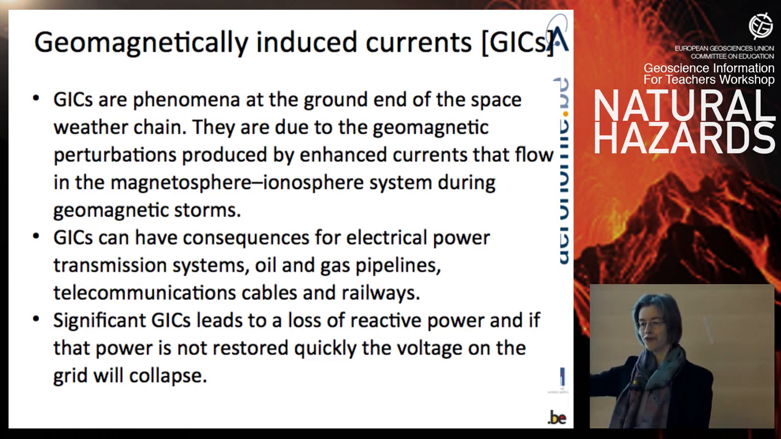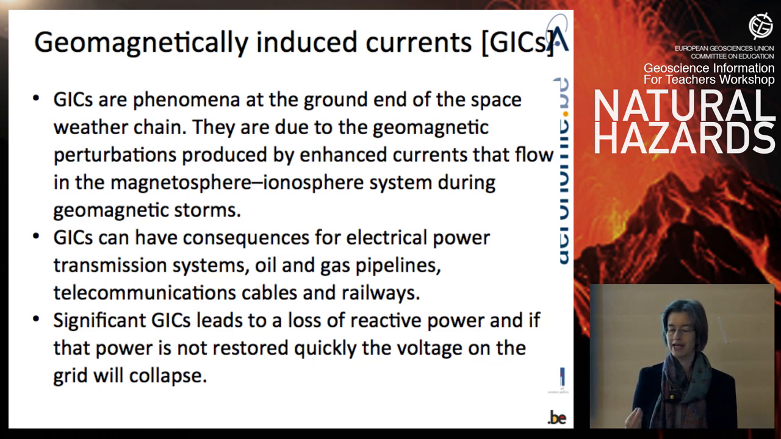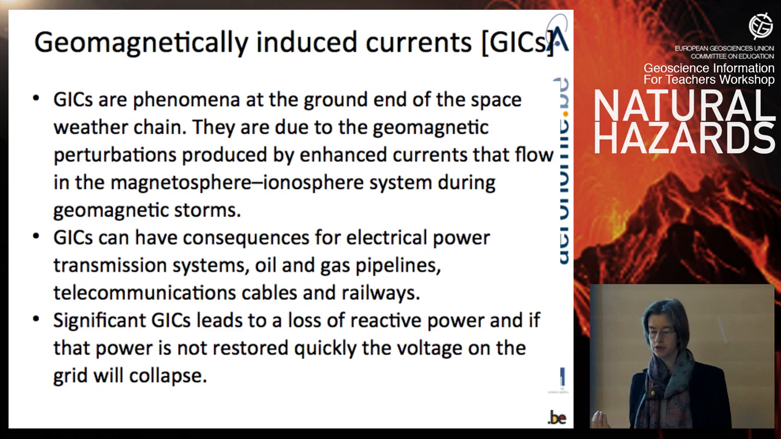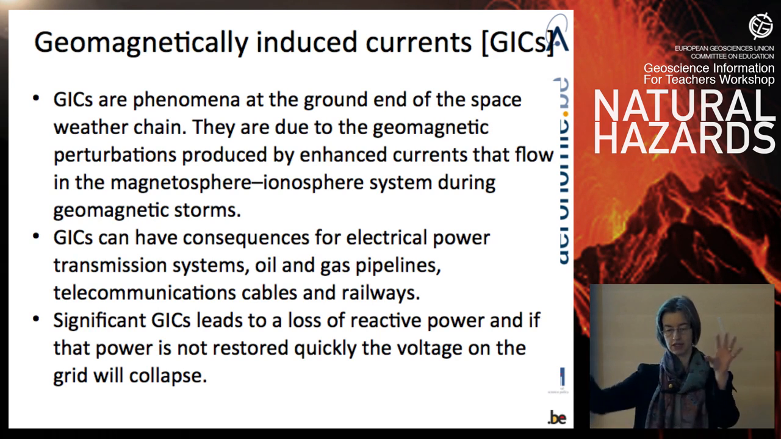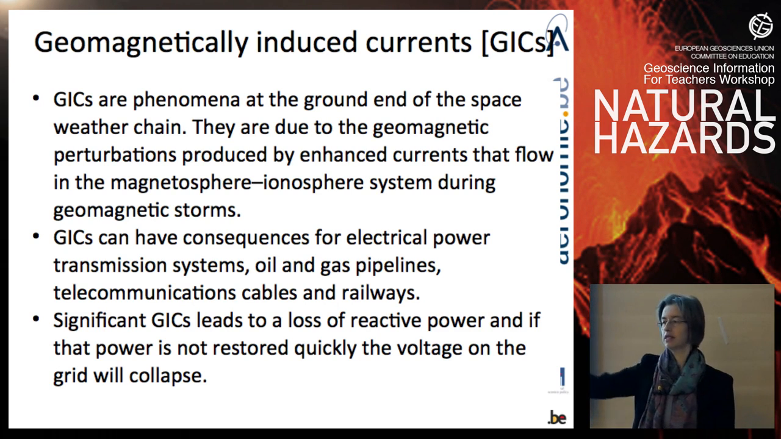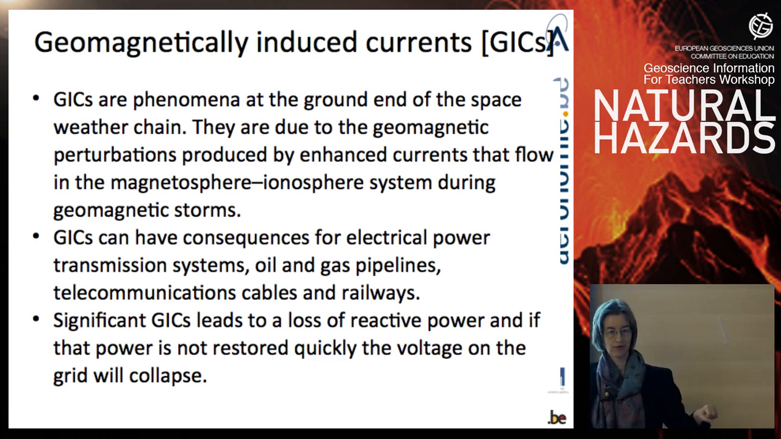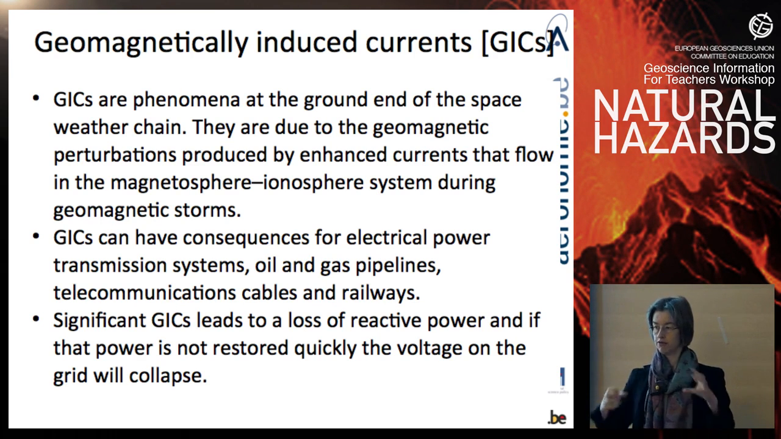Now, they can even go further, these geomagnetic storms. There's a phenomenon called geomagnetically induced currents. We like to say they're the ground end of the space weather chain. And they are produced by enhanced currents that flow in the magnetosphere and ionosphere during these geomagnetic storms. So at high level, you have currents, and then they induce other currents, and these currents, in the end, can actually be induced on Earth. Okay, and these can have consequences for electrical power transmission systems, oil, and pipelines. So the current can actually flow through these pipelines and cause corrosion effects if the pipeline is not grounded correctly.